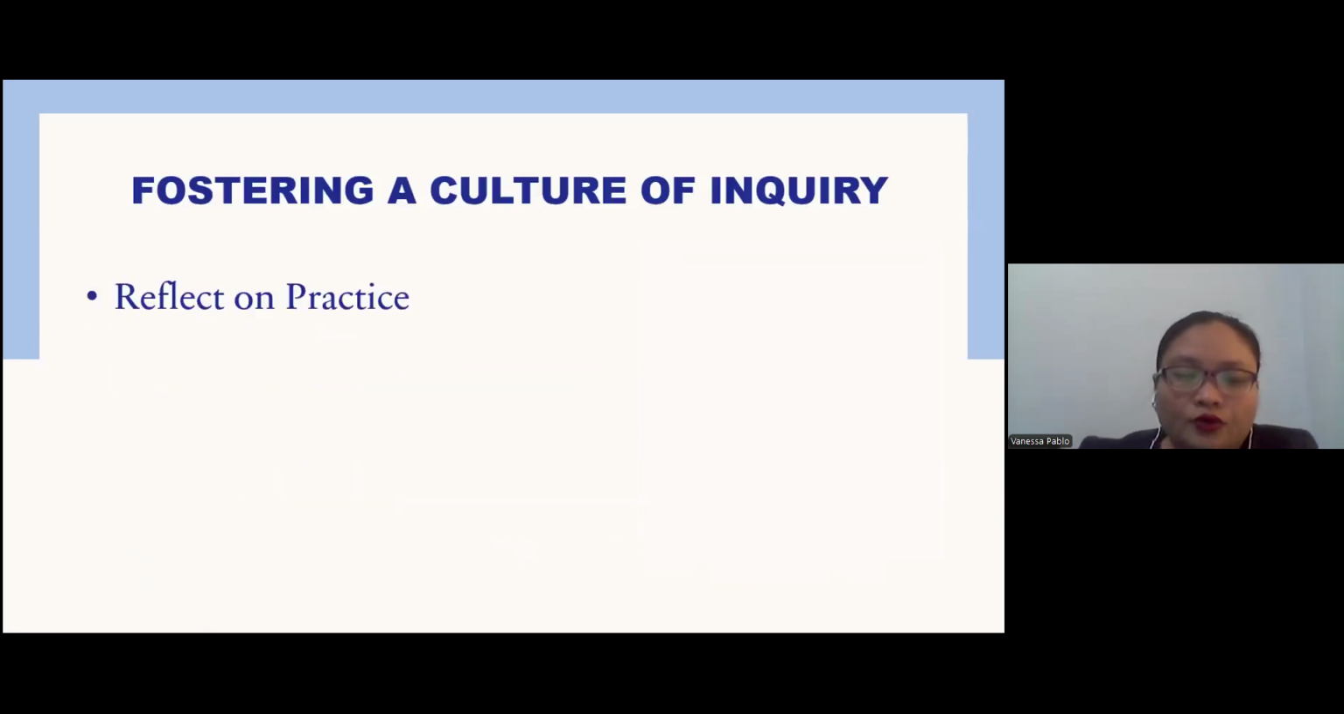All right. So the second strategy is to foster a culture of inquiry, meaning you have to reflect on your practice. What am I doing? Okay. You have to create a culture wherein educators are empowered to engage in action research. Is there an encouragement to do such research, action research? And this reflection on practice should be done regularly. You have to reflect on your instructional methods, reflect on your student outcomes, what is happening with my students, okay?